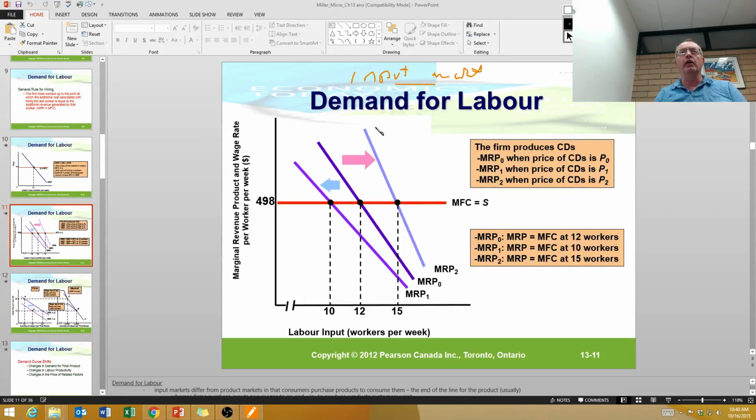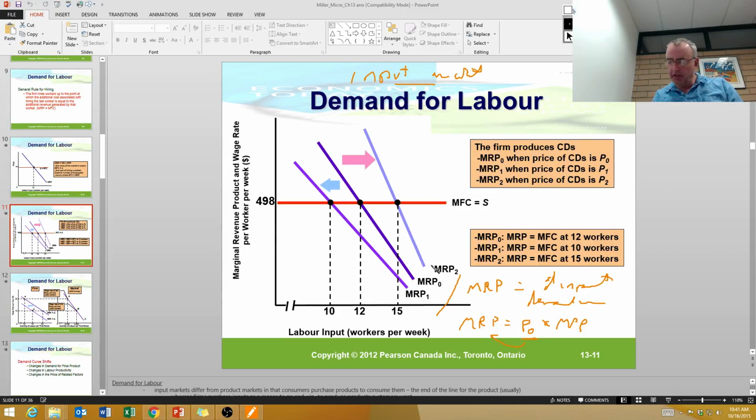So our demand curve, this marginal revenue product curve, is the input demand curve. And we saw before that marginal revenue product equals output price times the marginal physical product of the input. So if the price of the output changes, then our marginal revenue product also changes, and so our demand curve for the input also shifts.